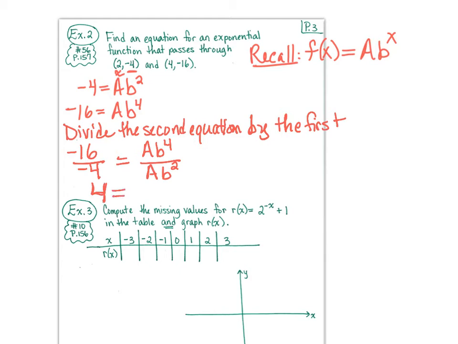What happens with the A's? They cancel out, good. And what is B to the 4th divided by B squared? B squared. So we get B squared is equal to 4. Or in other words, B is equal to what? 2. Technically, you would get plus or minus 2, right? But can B be negative? No, good. So B is equal to 2.